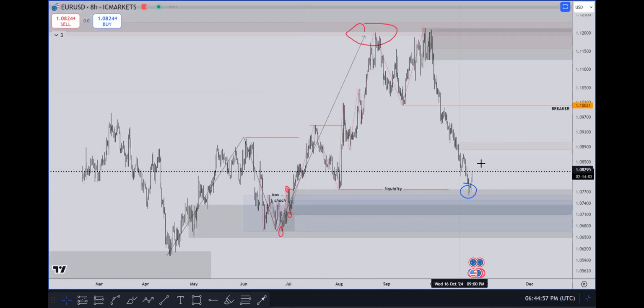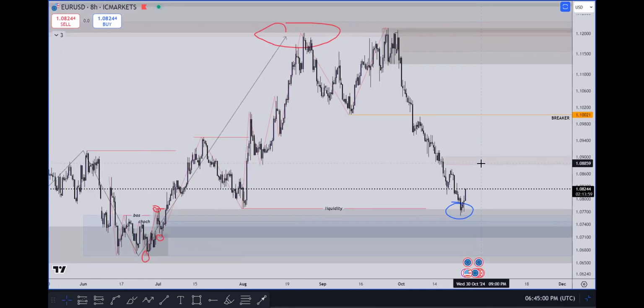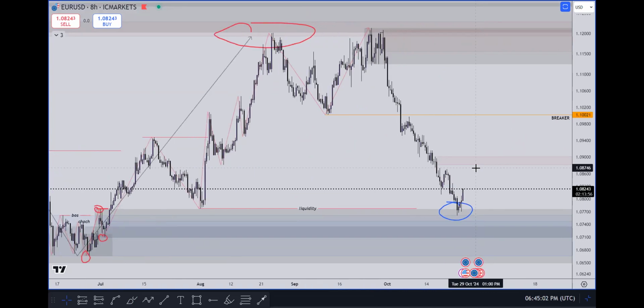So that's our order block. You can see how the market swept liquidity into the order block.